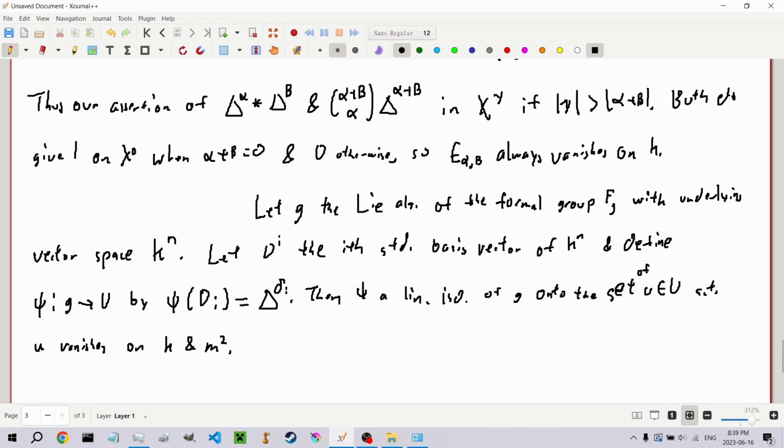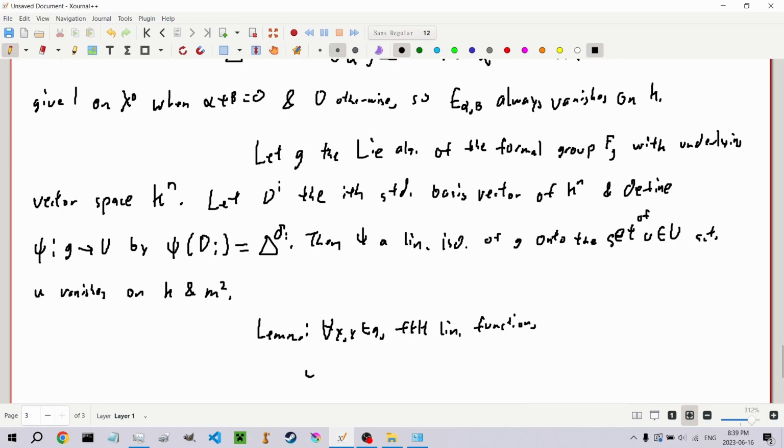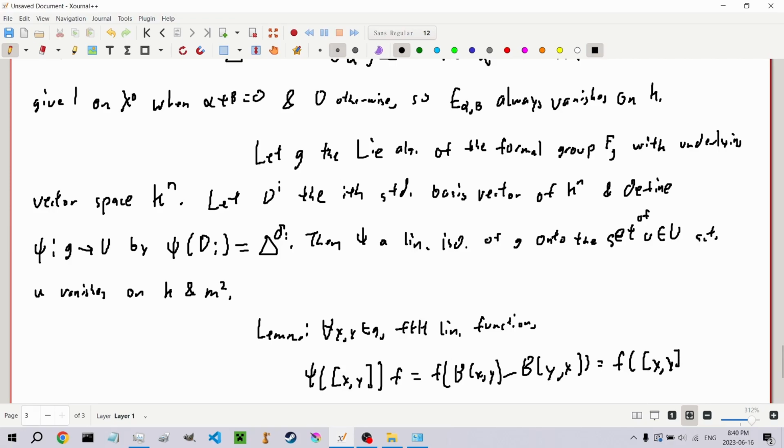Alright, so got another lemma. So for all x and y in G and f in H being a linear function, C of the bracket of x and y on f is f on b of x and y minus b of y and x, which is by definition f of the bracket of x and y.